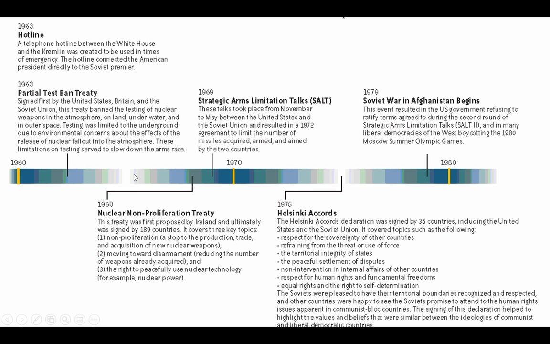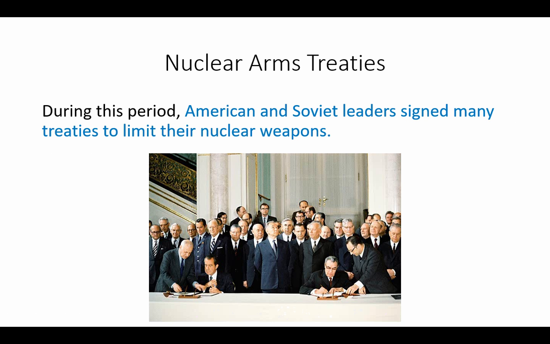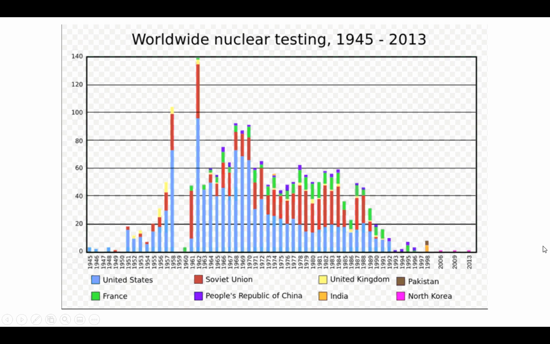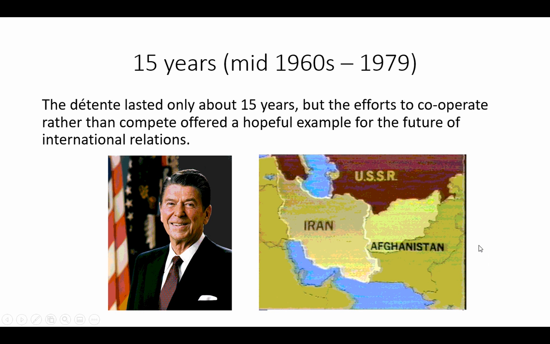So you can pause the video, take a look at these. These are all important steps towards détente, right? In there, we see nuclear arms treaties, where American and Soviet leaders signed a lot of different treaties to limit their nuclear weapons, such as SALT and other nuclear non-proliferation treaties. This is where they agreed to stop testing their nuclear weapons and to stop producing more of them too. So here you can see this chart. We see less and less nuclear testing as the Cold War continues.